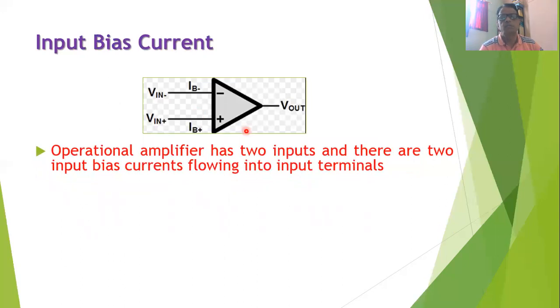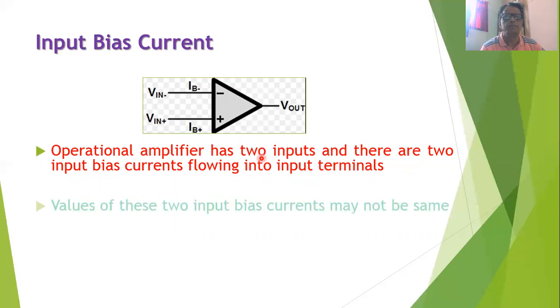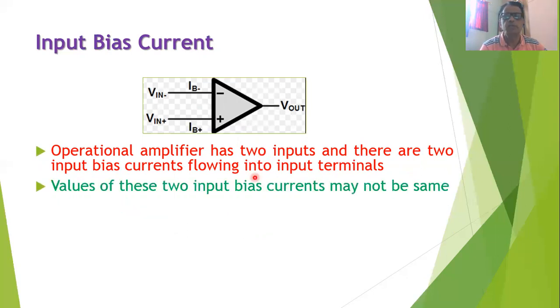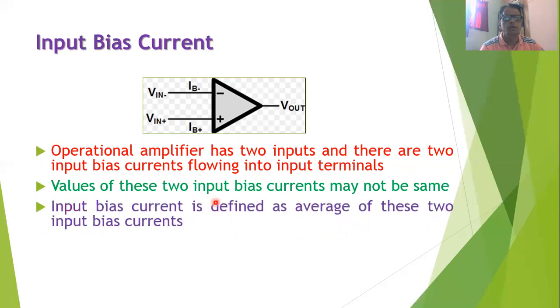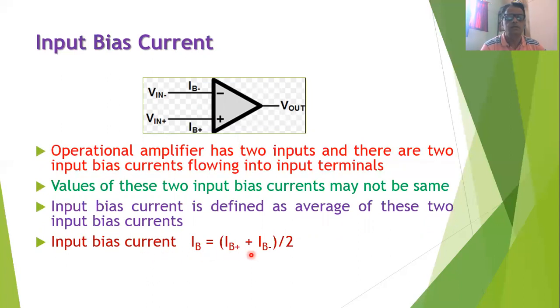Operational amplifier has two inputs and there are two input bias currents that will flow through the input terminals of the operational amplifier. The values of these two bias currents may not be the same and they may be different from each other. Input bias current is defined as the average of these two input bias currents. That is, we define the input bias current IB is equal to IB plus plus IB minus divided by 2.